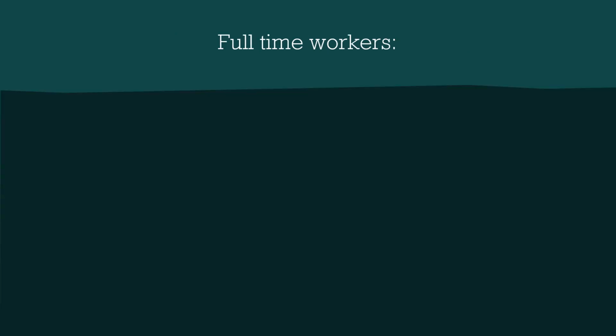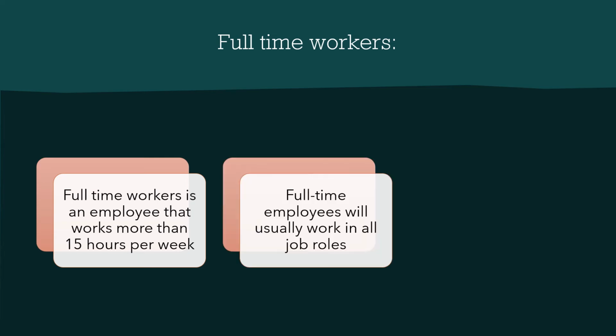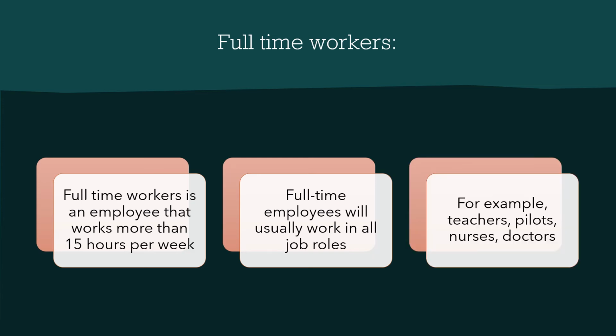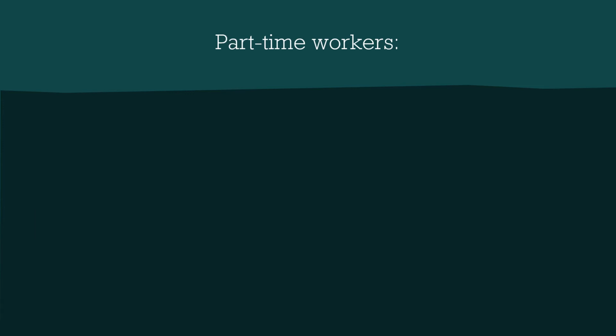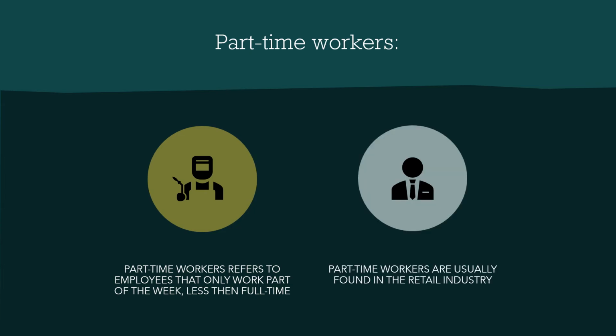What are full-time workers? Full-time workers are employees that work more than 15 hours a week. Full-time employees will usually work in all job roles, for example, teachers, pilots, nurses, and doctors. Part-time workers refer to an employee that only works part of the week, so less than full-time. And part-time workers are usually found in the retail industry.